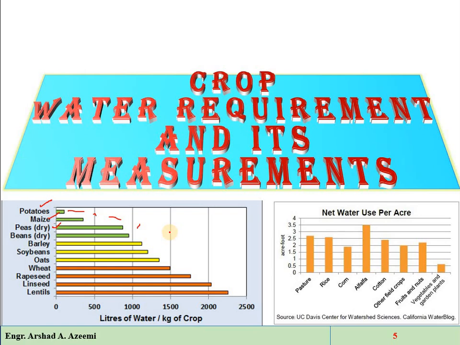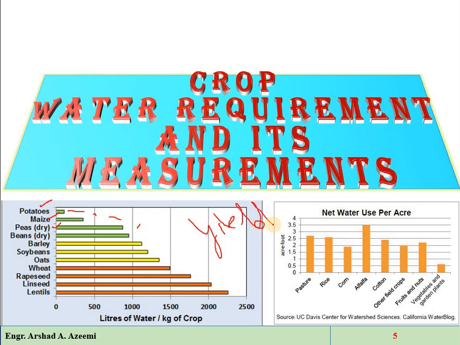And also, for example, if the area is the same, climate condition is the same, soil is the same, crop is the same, but you are applying a different amount of irrigation water, then the yield of the same crop will be affected. The yield will be different.